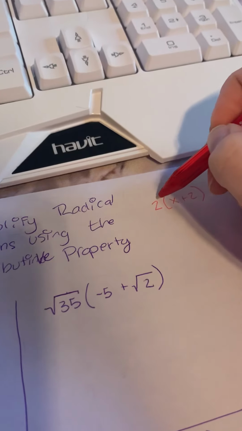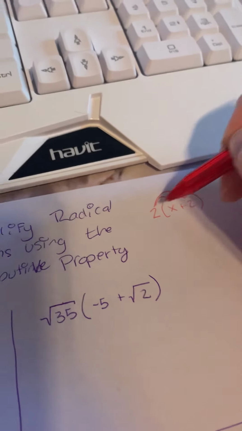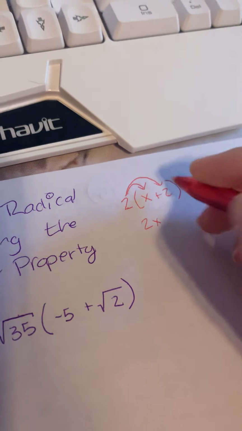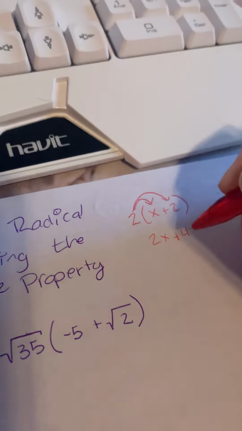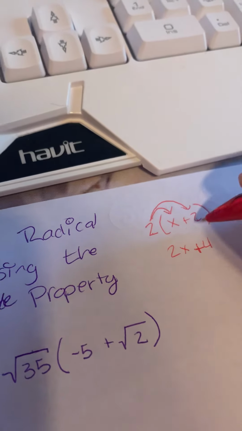Distributing is when you take the thing on the outside and you multiply it with everything on the inside. So for this one, we would do 2 times x, which is 2x, and then 2 times 2 is 4. And that would be the answer to that. All right, so that's the distributive property. Multiplying everything on the inside with the thing on the outside.